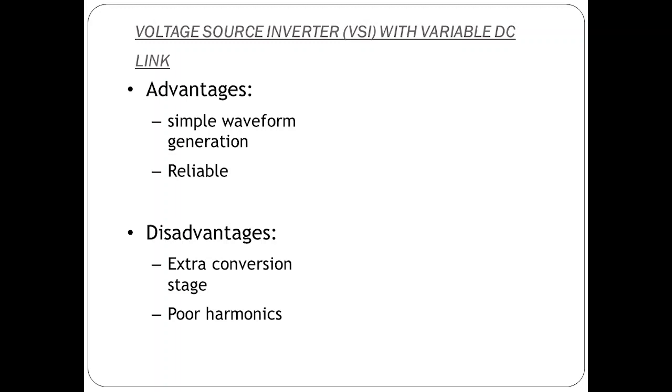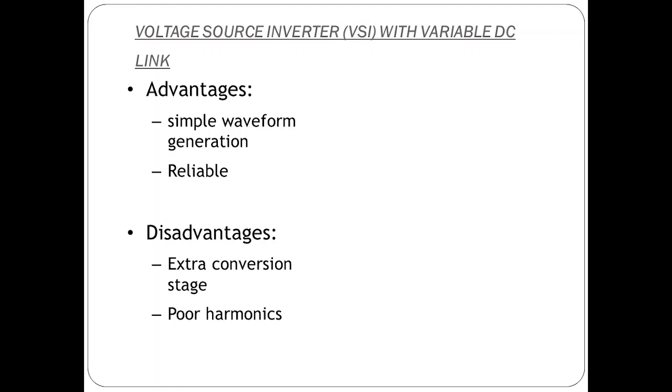Whatever the disadvantages are, it has the extra conversion stage and also poor harmonics. These harmonics can be reduced by using many devices, because harmonics are unwanted in the supply. After using these devices the harmonics can be reduced, but it is a disadvantage as of now. So poor harmonics is also one of the disadvantages of the voltage source inverter.